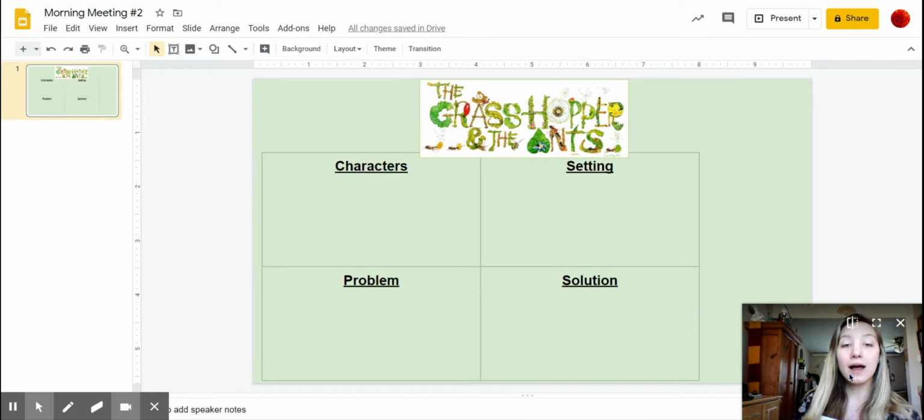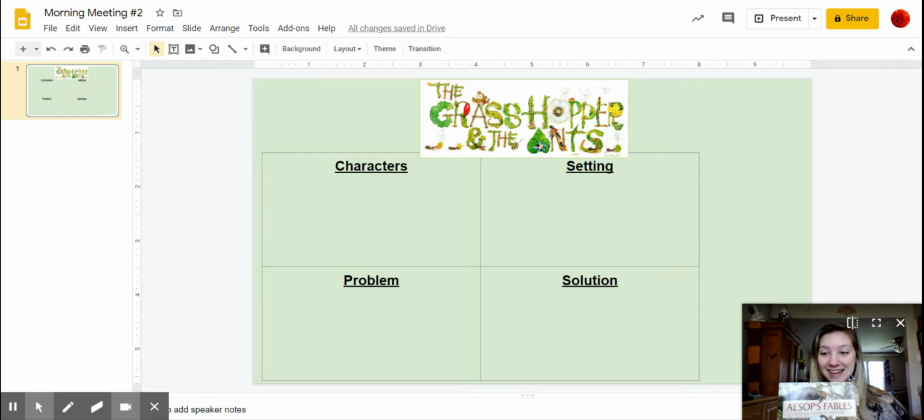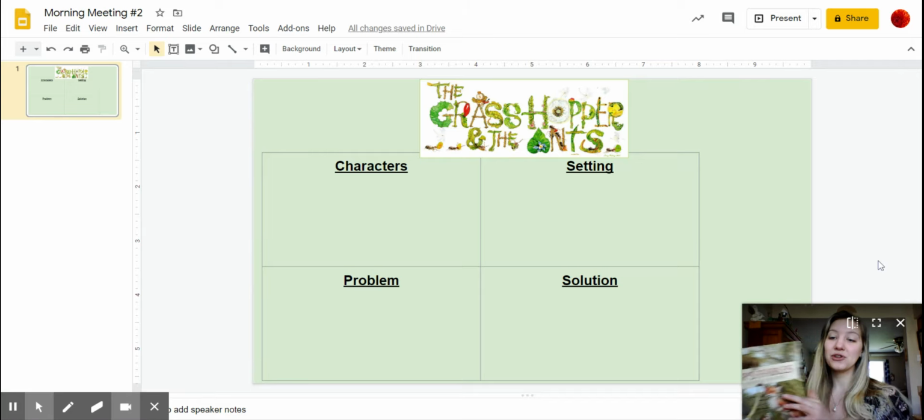While I am reading, I want you guys to think about the characters in the story, the setting in the story, the problem, and the solution. And I'm not going to have you guys fill out this chart. We're going to be going over it. So while I'm reading the story, just think about what the characters, the setting, and the problem and solution are. And then after I am done reading, we will see if you guys had the right idea or not.